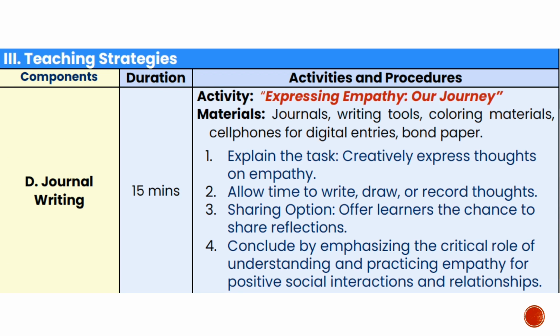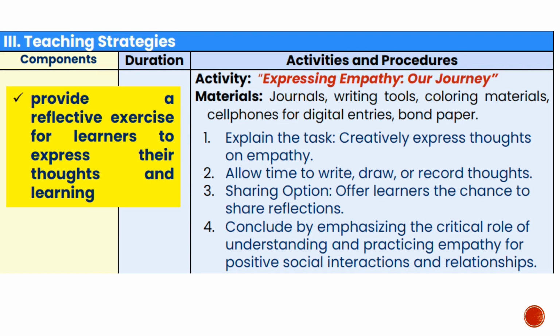Next is the journal writing. This is for 15 minutes. Expressing empathy, our journey. That's the activity. The materials: journals, writing tools, coloring materials, cell phones for digital entries, bond paper. You have to explain the task. Allow time to write, draw, or record. Sharing option. Offer learners the chance to share reflections and conclude by emphasizing the critical role of understanding and practicing empathy. It is to provide a reflective exercise for learners to express their thoughts and learning.